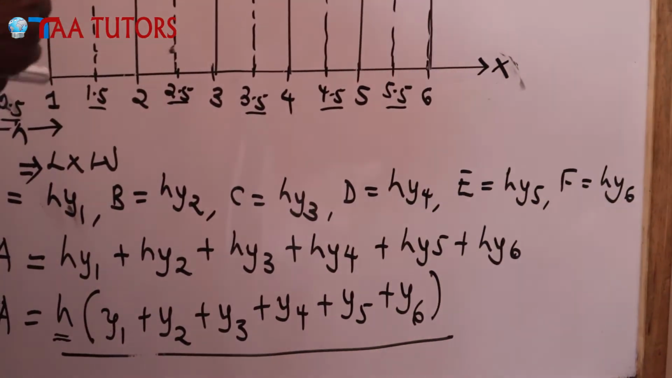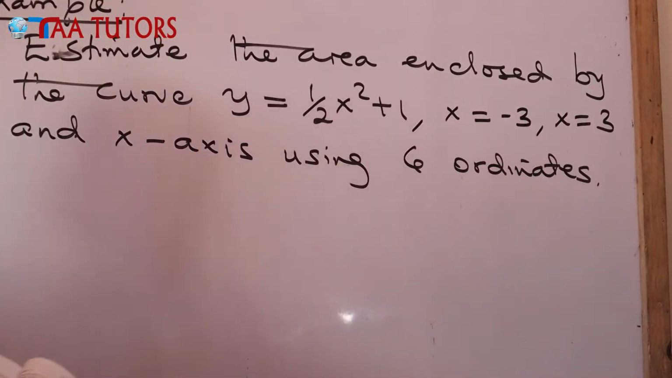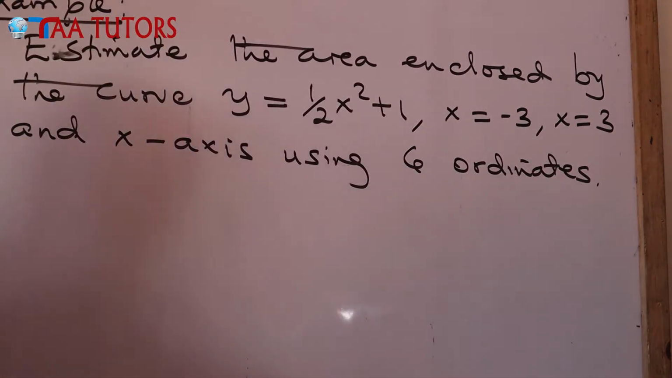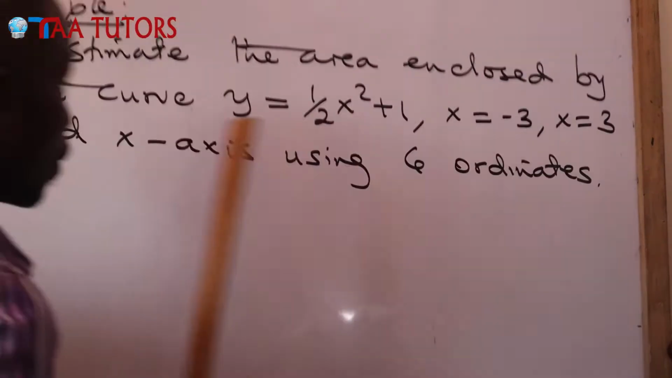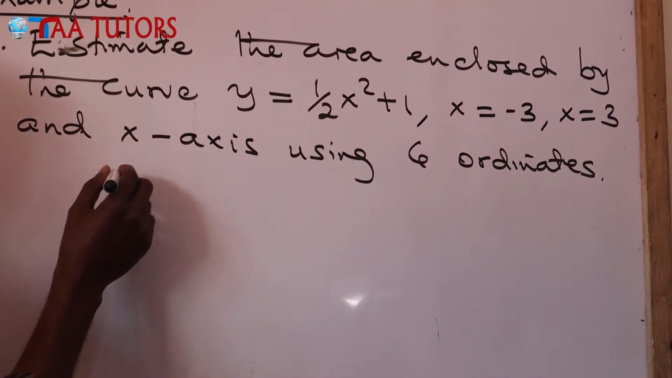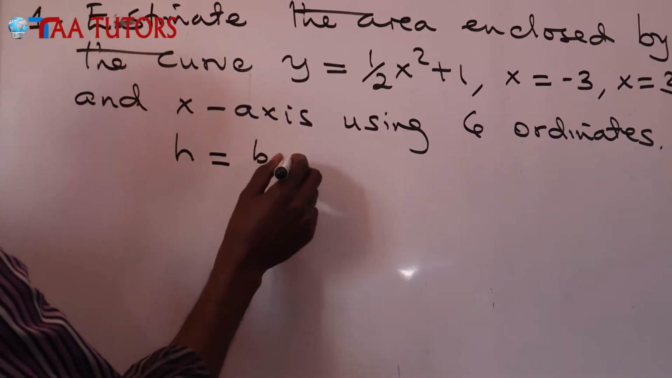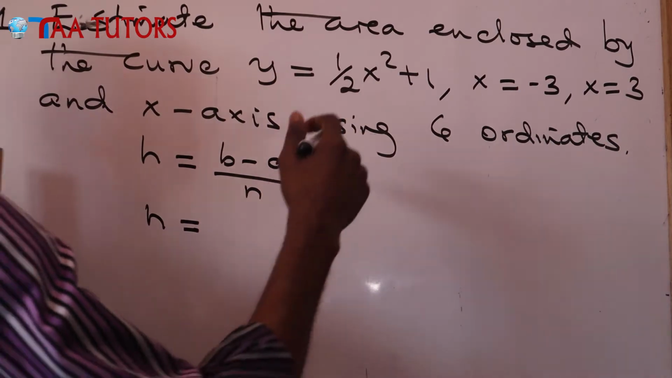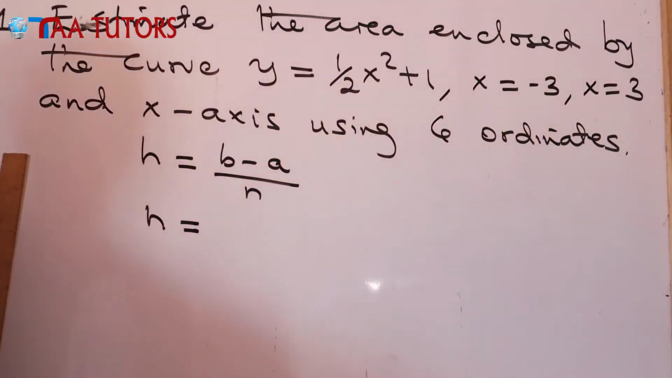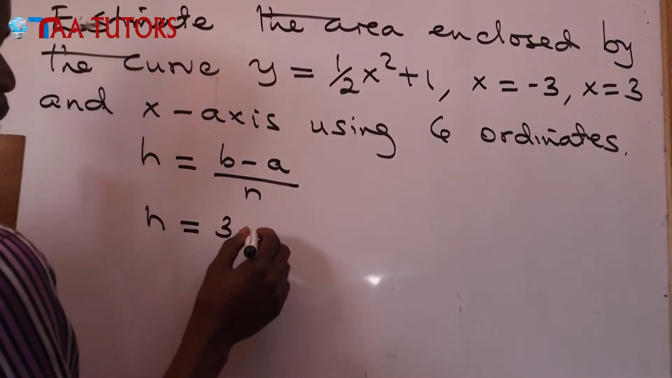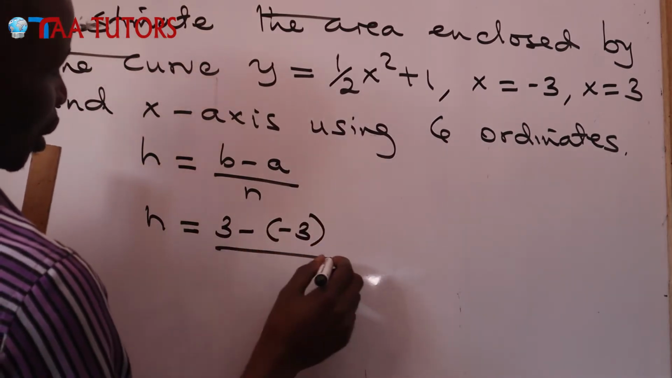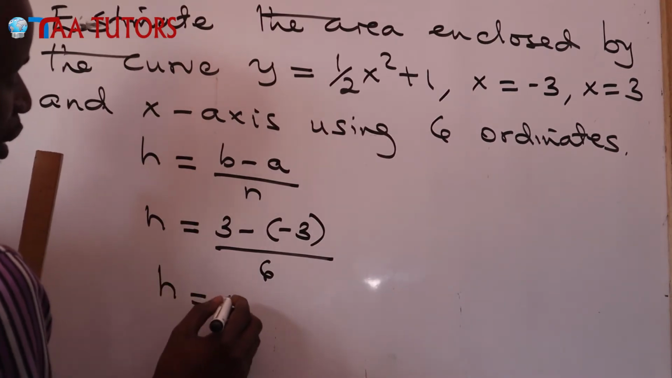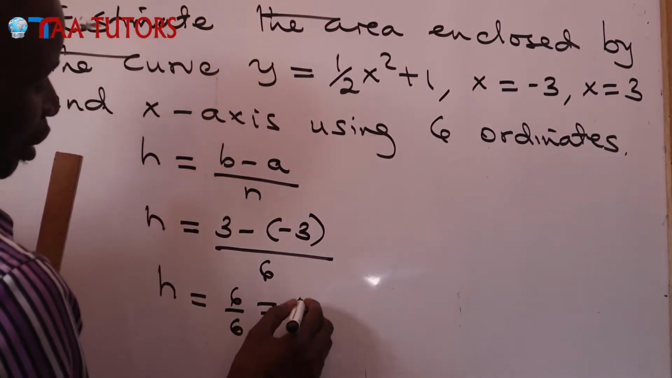Let us look at an example. So viewers, we have this question, and just like we dealt with the trapezium rule, we know that h is given by b minus a over n, where b is the biggest value of x minus the smallest value of x, that is 3 minus negative 3, divided by n. N is the number of ordinates, which is 6. So h here will be 6 over 6, which is 1 unit.